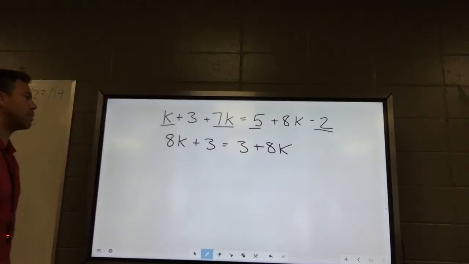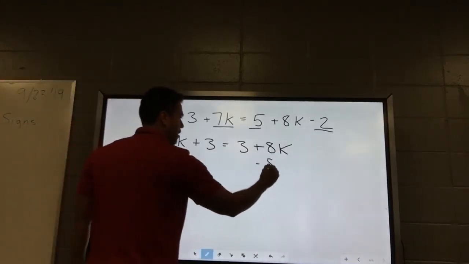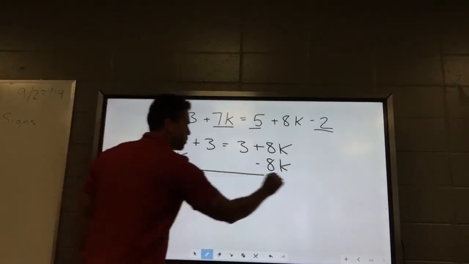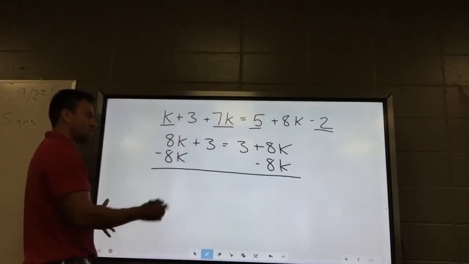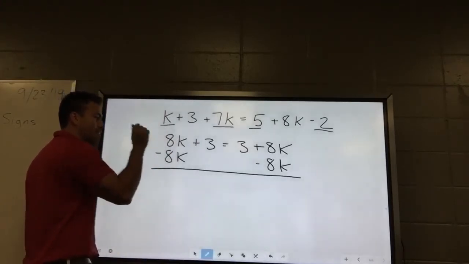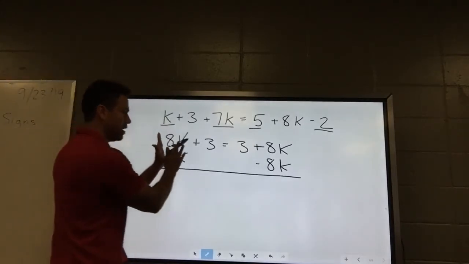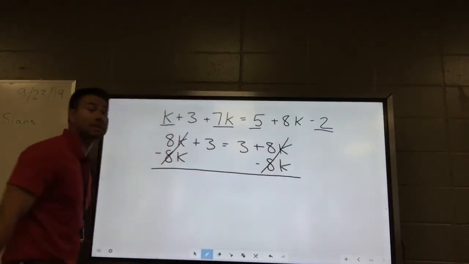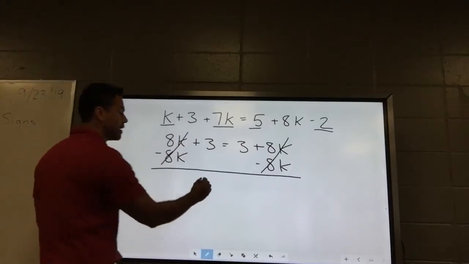Okay, then I want to get the variable on one side or the other. I'm just going to go with subtracting 8k from both sides. Please be careful how you do this because you're going to see it again, and I don't want you to get this messed up. What's 8k minus 8k? 0k, which is 0. It gets eliminated. What happens over here? It gets eliminated. 0k is 0.